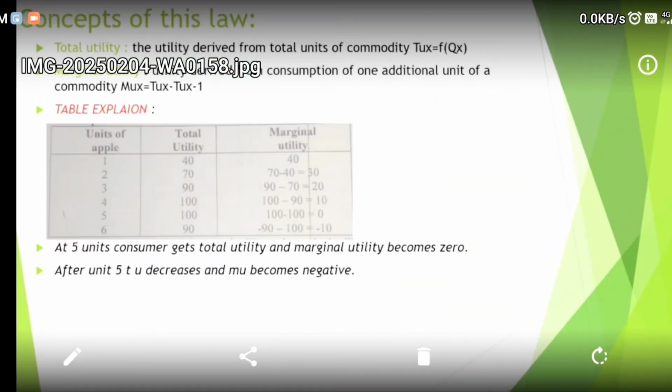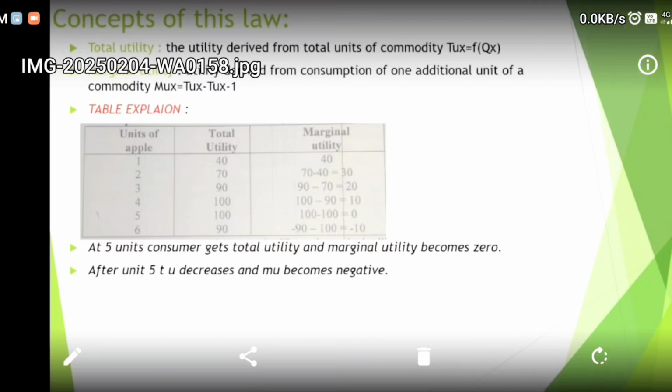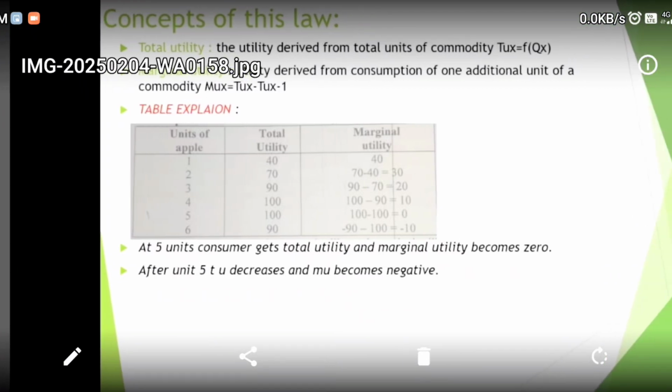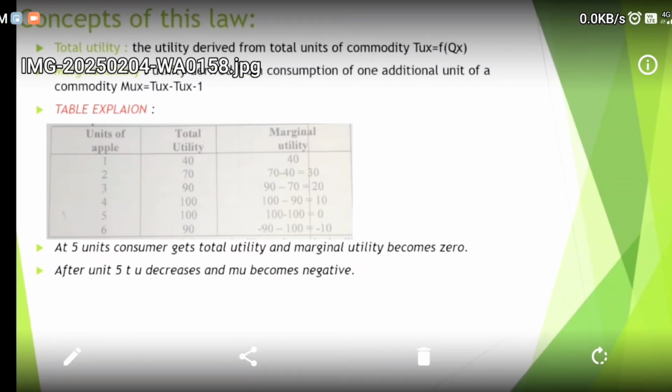This is explained by two important concepts. Number one, total utility. Second, marginal utility. The utility derived from the total units of the commodity is called total utility. Marginal utility means what? The utility derived from the consumption of one additional unit of the commodity is called marginal utility. MUx = TUx - TUx-1.